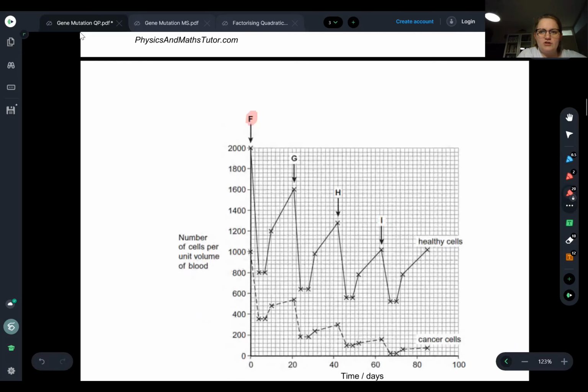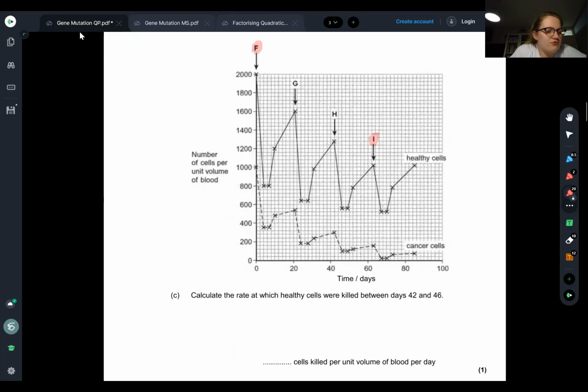So what this question asks us to do, let's zoom this out so I can actually see the whole thing, is calculate the rate at which healthy cells were killed between days 42 and 46. Let's see if we can do this on here then.